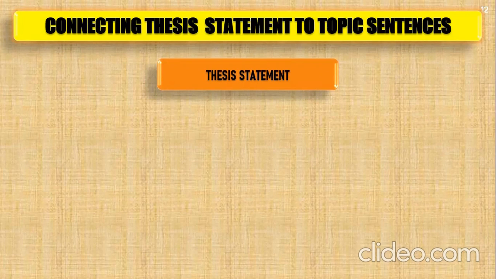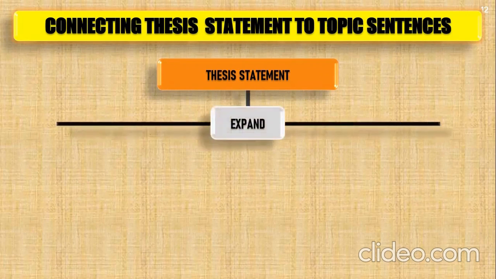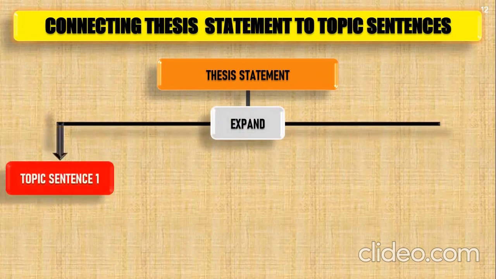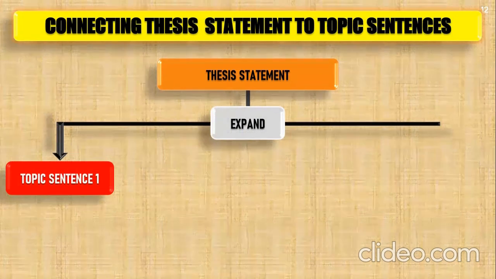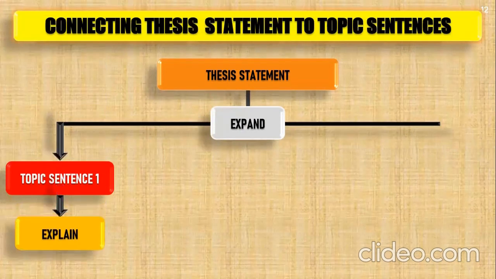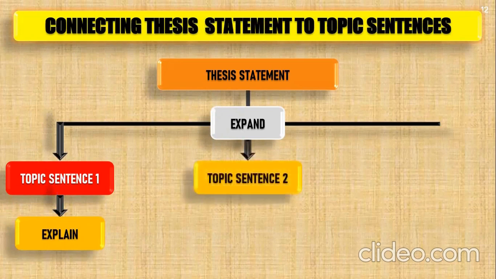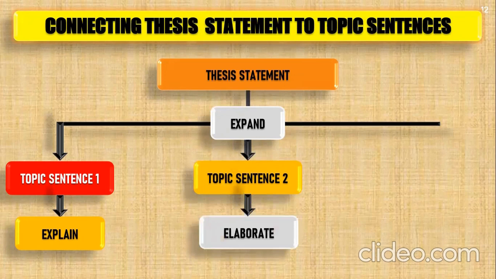That is my thesis statement, and I need to expand on it with the help of subtopics. In topic sentence 1, I will say that it is a healthy fruit as it contains vitamins and minerals, and then I'll explain the topic. In topic sentence 2, I'll say that it also contains an antioxidant that helps us prevent various diseases, and it is very important as it is found in apple and not in other fruits.